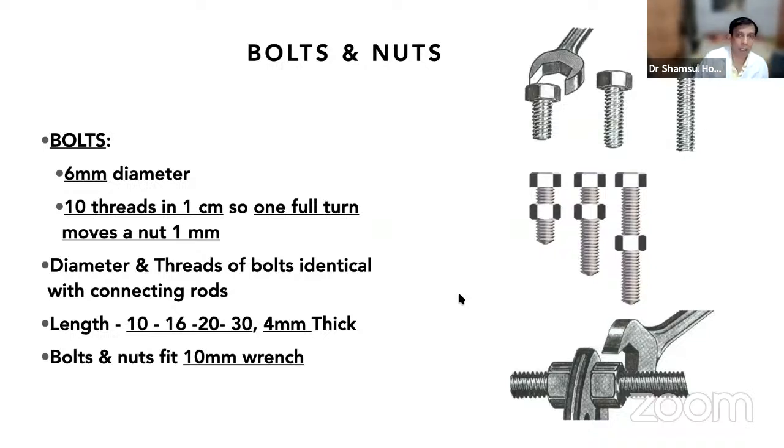The bolts are like this. These are 6 millimeter diameter. You can have 10 threads in 1 centimeter, so one full turn moves the nut 1 millimeter. People are often confused about which is a nut and which is a bolt. So these are the bolts and these are the nuts. Nuts are holes. These are 6 millimeter diameter, 10 threads in 1 centimeter. The diameter and threads of the bolts are identical with the connecting nuts. Length is around 10, 16, 20, 30, 4 millimeter thick.